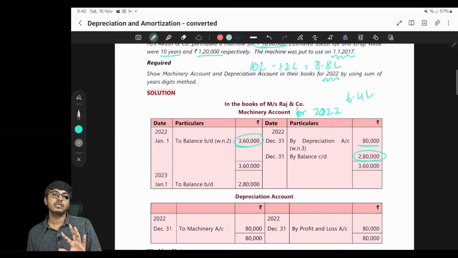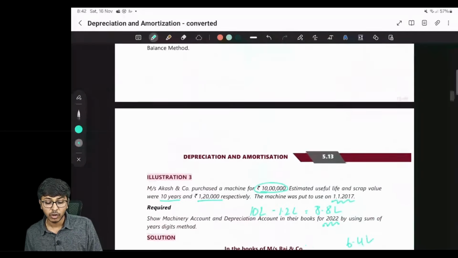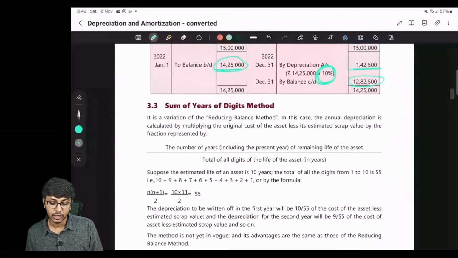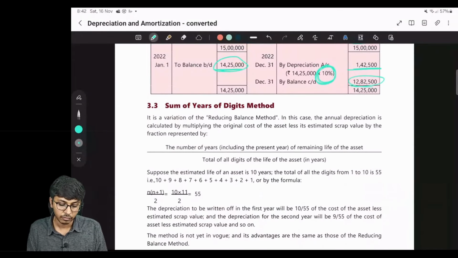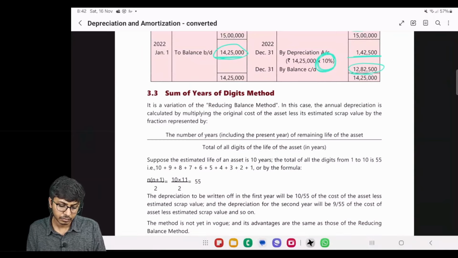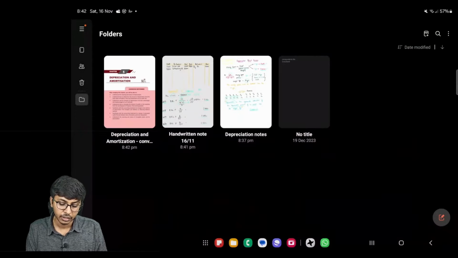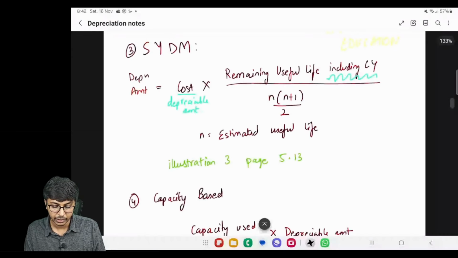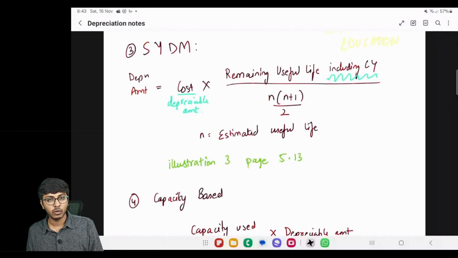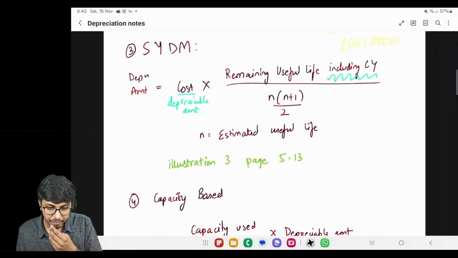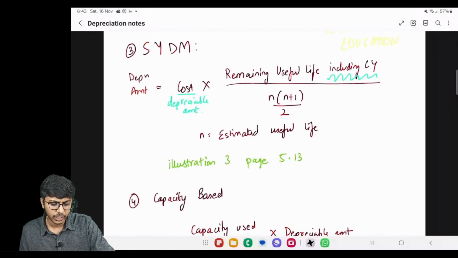So this is only the sum of years digits method. What is important in this method is you should remember the formula. That's it. The formula is very simple, which I have written. Whatever notes I have prepared here will be available in the description. You can download and quickly revise this chapter. Don't worry, we'll finish without wasting time.